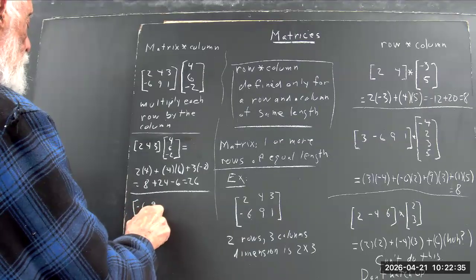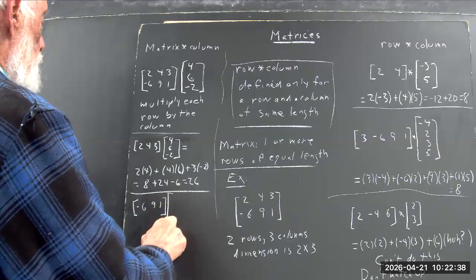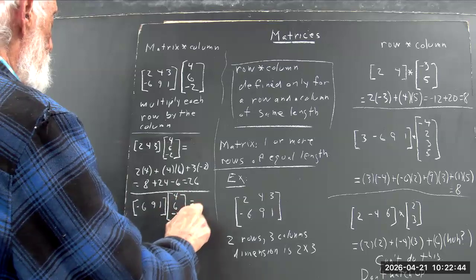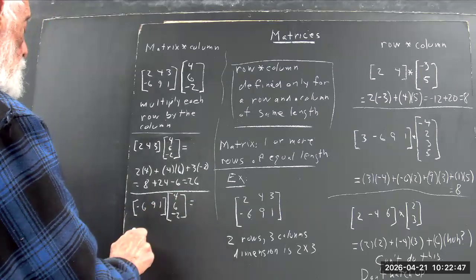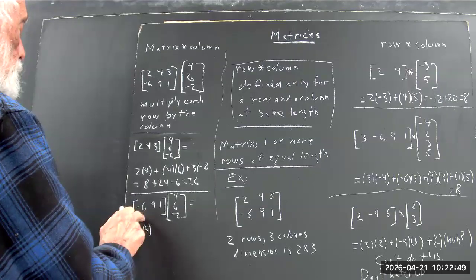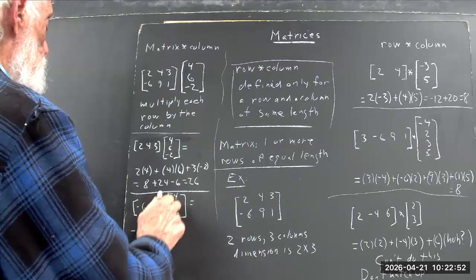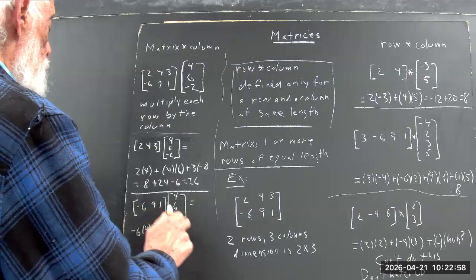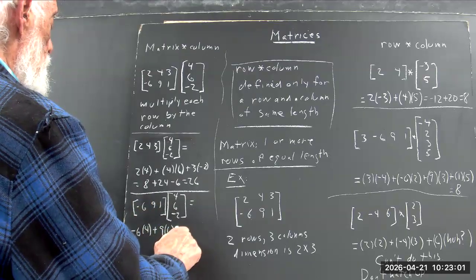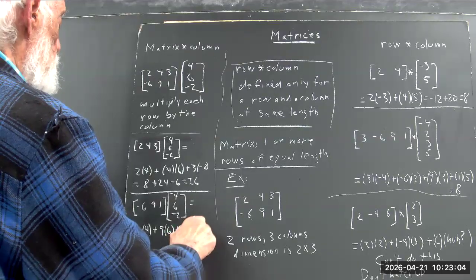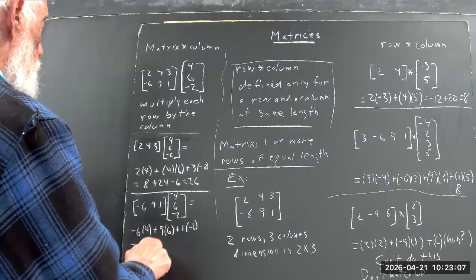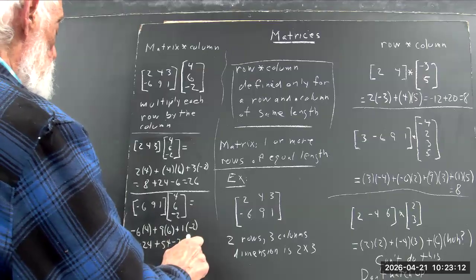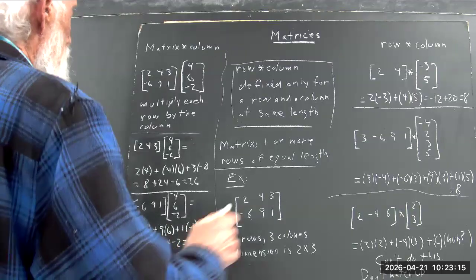Second row is -6, 9, 1. We multiply that by the column 4, 6, -2. We get -6 times 4. First number in the row, first number in the column. Second number in the row, second number in the column is 9 times 6. Third number in the row times the third number in the column is 1 times -2, giving us -24 plus 54 minus 2, which is -28 plus 54, which is 26.